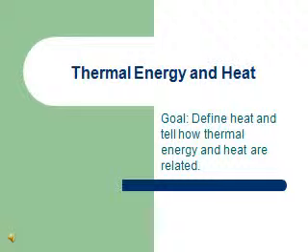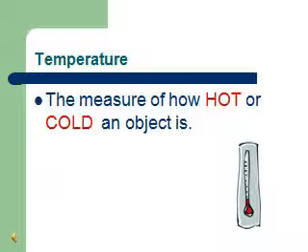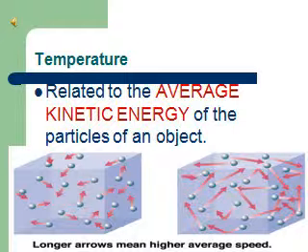Today's goal is to define heat and tell how thermal energy and heat are related. Temperature is the measure of how hot or cold an object is. In other words, the measure of the kinetic energy of an object. Again, temperature is related to the average kinetic energy of the particles of an object.